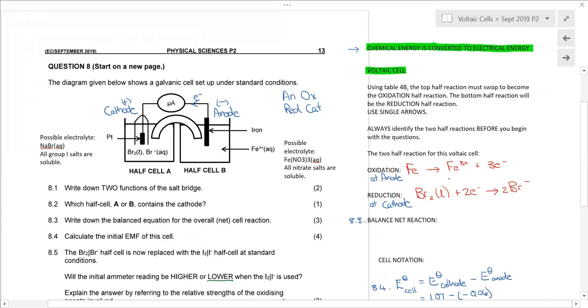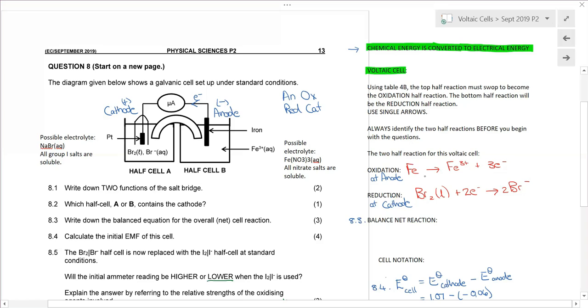I'm going to go to the table and identify the two half reactions. When we do that, we see that iron is higher up than the bromine. Please make sure that you choose the correct iron half reaction, because there's iron 3+ taking up an electron to form iron 2+, iron 2+ taking up 2 electrons to form iron, and iron 3+ taking up 3 electrons to form iron. So this is the one that I need: iron 3+ taking up 3 electrons to form iron.